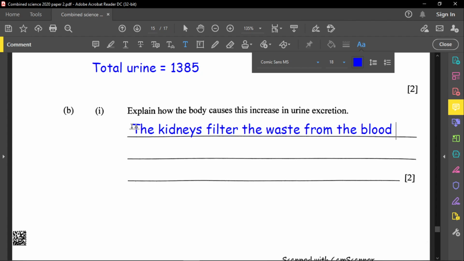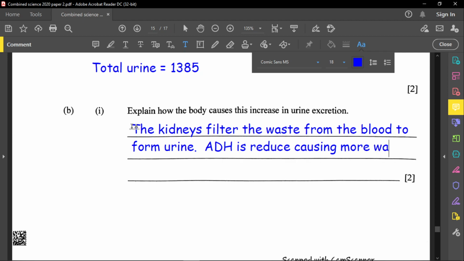And so what is also important, from the blood to form urine, there's something I want to make note of right here. What you also need to know is that you excrete more urine because ADH is reduced. Remember ADH, we talked about that in about two different reviews. It is antidiuretic hormone. So ADH is reduced, causing more water to be present in urine.